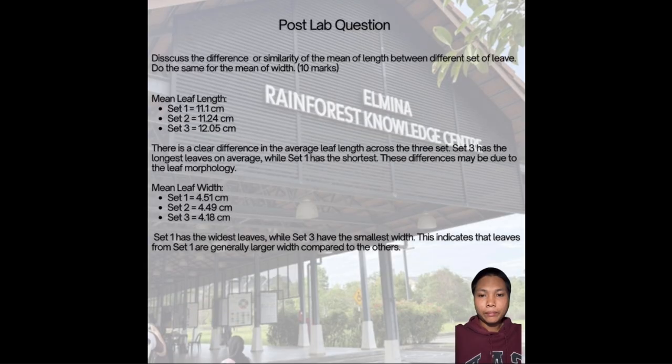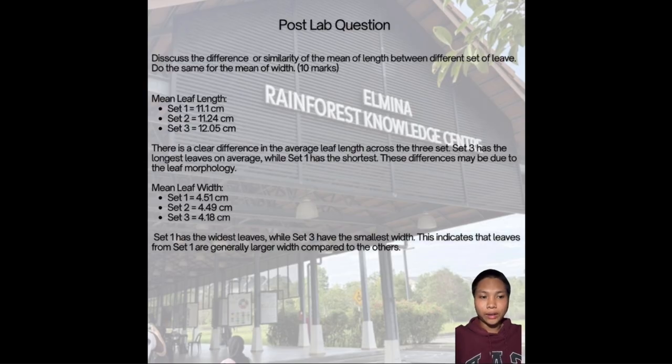After that is the post lab in practical 1. Question 1 is: discuss the differences or similarities of the mean of length between different sets of leaves. Do the same for the mean of width. We got the mean leaf length for set 1 as 11.1 cm, for set 2 as 11.24 cm, and for set 3 as 12.05 cm.